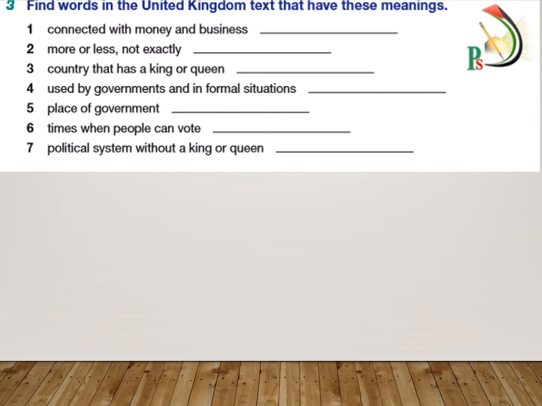Now, let's check your answers. Number one, connected with money and business, it's financial. Number two, more or less, not exactly, it's approximately. Number three, country that has a king or a queen, it's monarchy.